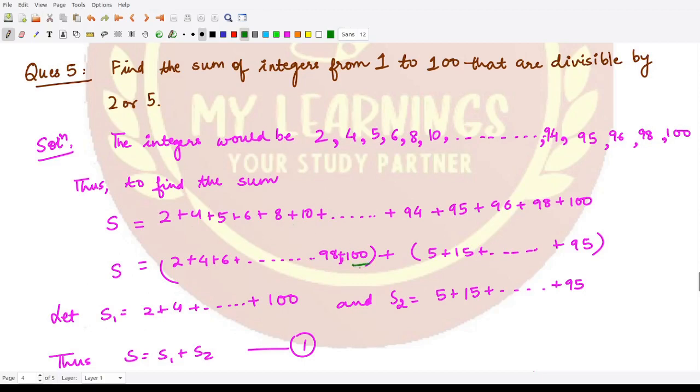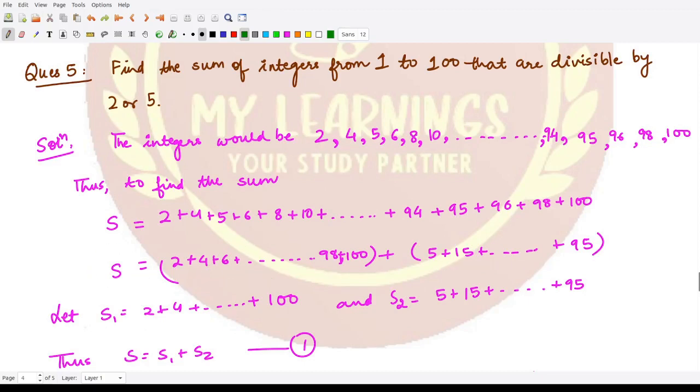Now you see 100, 90, 80, such terms are being covered in this first part, so we will not take them here because that would give us misleading results. So we are left with all the numbers which are multiples of 5 excluding the multiples of 10. That means 5, 15, next number would be 25, then 35 and so on up to 95. So this also forms an AP, and this also forms an AP. So we can calculate their sums separately and then add them both to get the total sum.